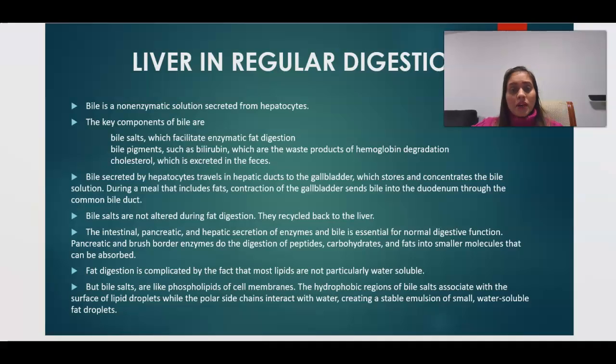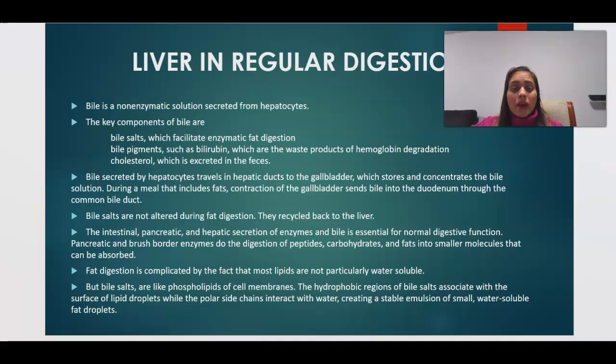Bile secreted by hepatocytes travels in hepatic ducts to the gallbladder, which stores and concentrates the bile solution. During a meal that includes fats, contraction of the gallbladder sends bile into the duodenum through the common bile duct. The bile salts are not altered during fat digestion. They recycle back to the liver. It's an essential part of fat digestion.